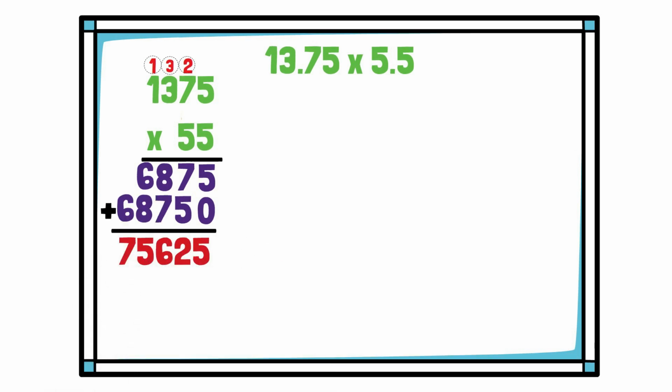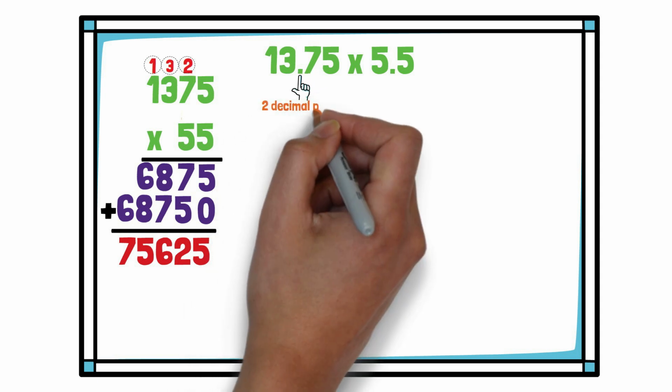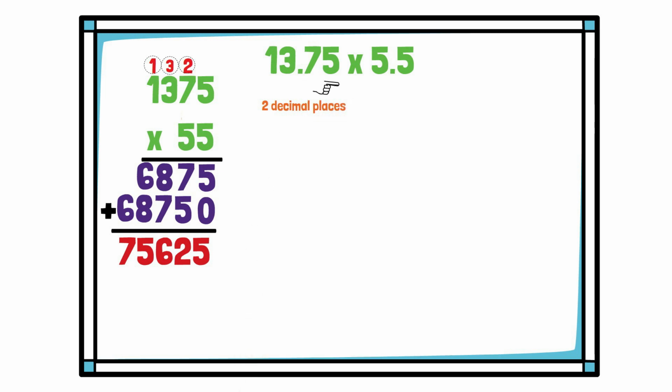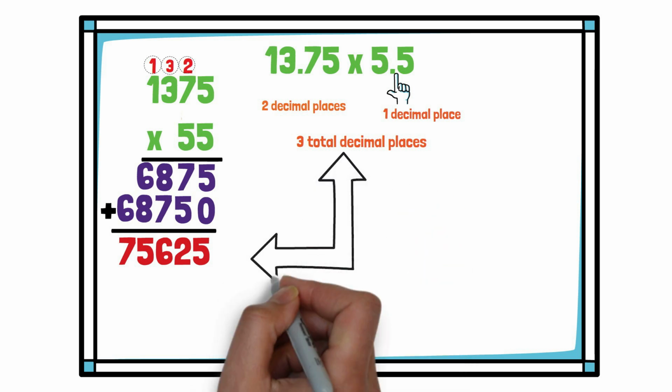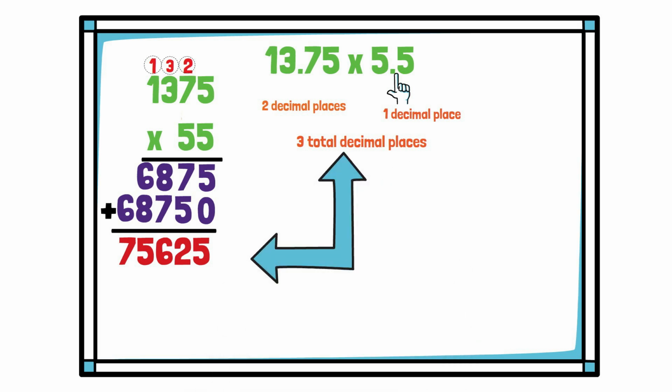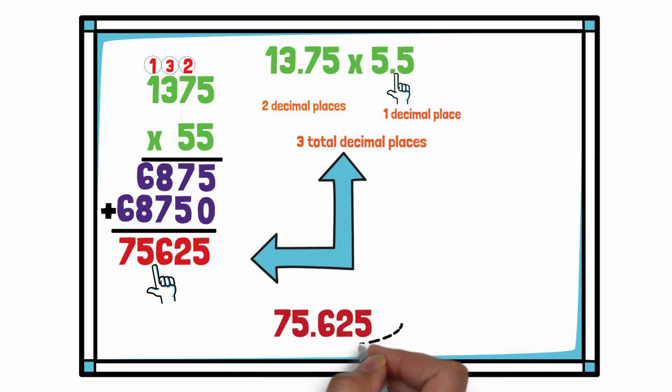The next thing we're going to do is we're going to place the decimal point in the answer. So the number 13.75 has 2 decimal places, and 5.5 has 1 decimal place. So there are a total of 3 decimal places. Since there are 3 decimal places, you're going to move the decimal point 3 spots over, starting from the right. So the answer should be 75.625.